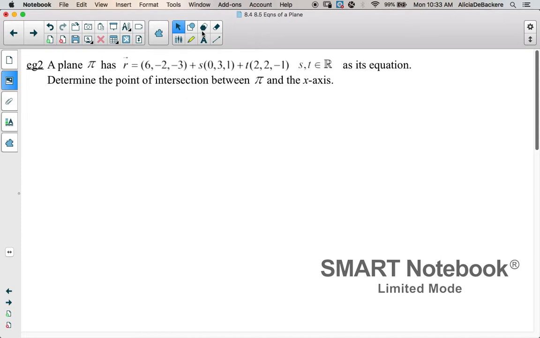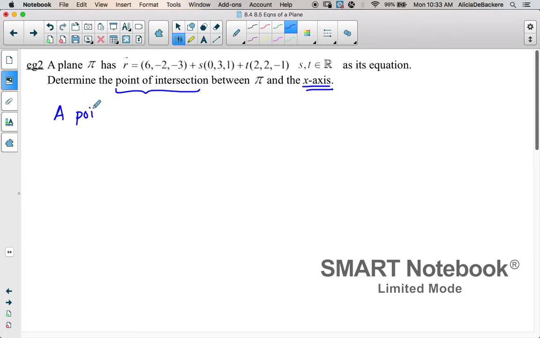So what I'm going to think about is, what will that point of intersection look like if I'm on the x-axis? So a point on the x-axis has specific coordinates. It can't have a y coordinate or a z coordinate, right? Those both have to be 0. So this is what I know my answer looks like.